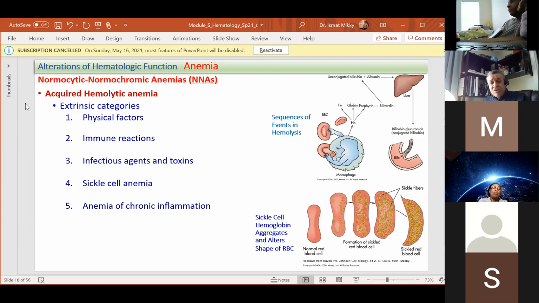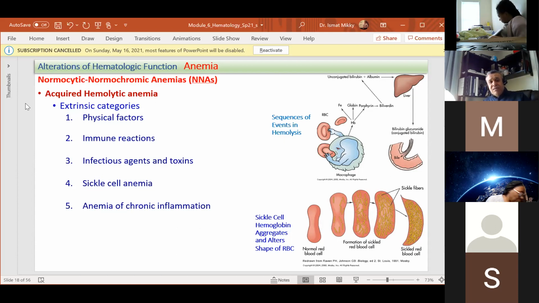It can also be immune reactions. We said it's like an antigen antibody reaction that will destroy the RBC, or an autoimmune reaction in which the antibodies will attack the RBCs. Infectious agents and toxins will foster the destruction or hemolysis in different ways. And there are 4 mechanisms by which infectious agents and their resultant toxins can result in hemolysis.